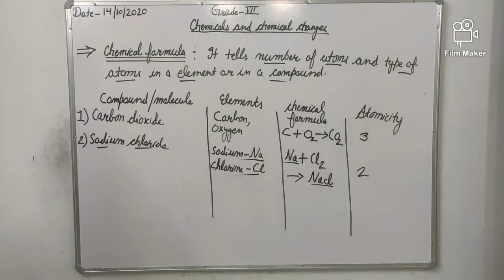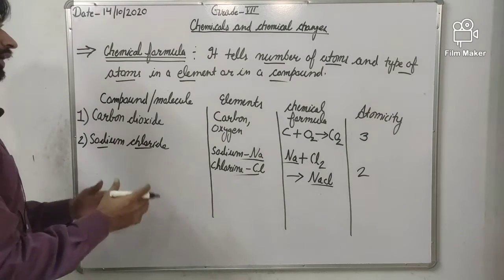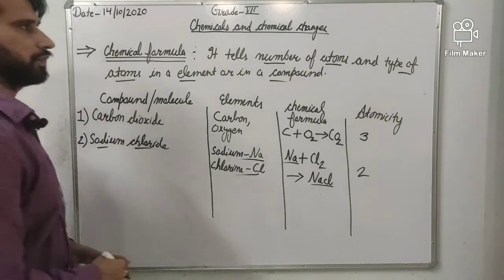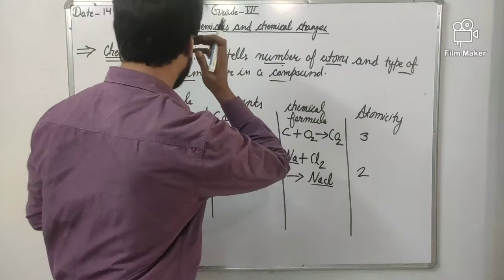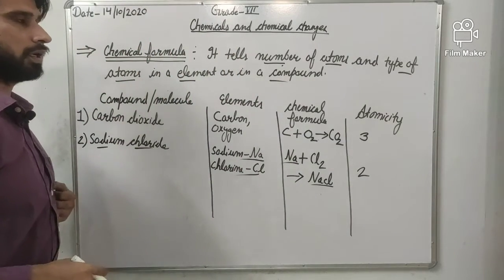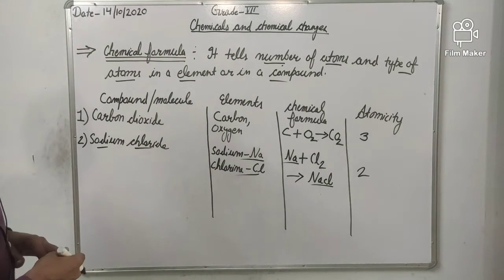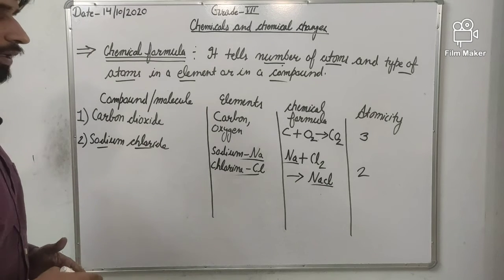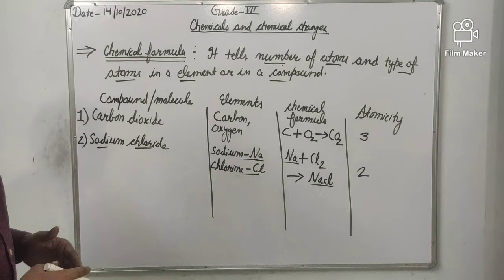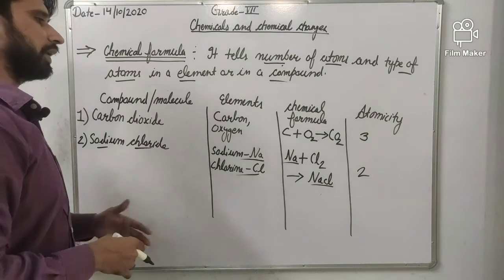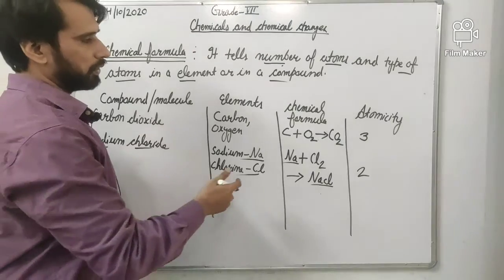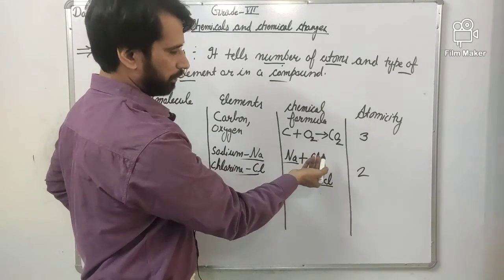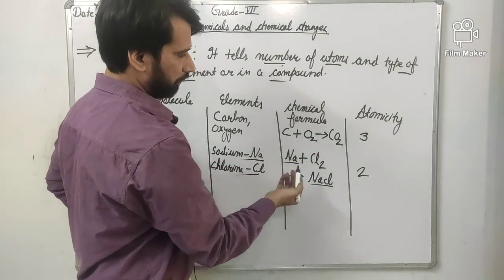So these are called chemical formulas, which tell us the number of atoms and type of atoms in an element or in a compound. How they are generated and how to write them, you will read in your higher classes. But definitely in the next lecture we will do the balancing part of this type of formula.